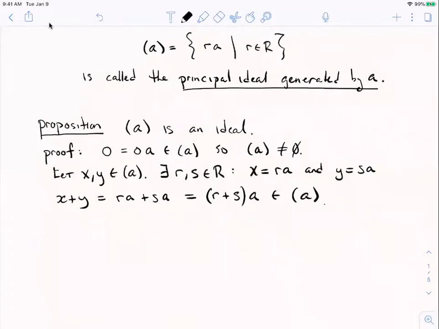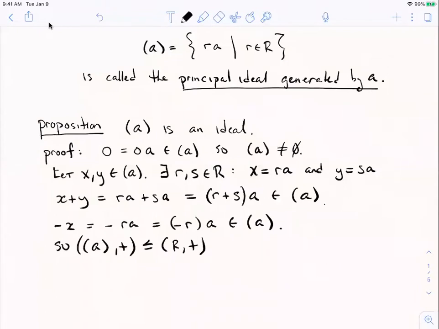Okay, so there's closure. I've already listed this element X, so I'm just going to use it again. The additive inverse of X is the additive inverse of R times A, and we proved that that would be the additive inverse of R times A, which again shows that that's an element of parentheses A, because parentheses A is defined to be the set of all ring elements times A, and minus R, the additive inverse of R, is a ring element. So that shows that parentheses A under addition is a subgroup of the additive group R.